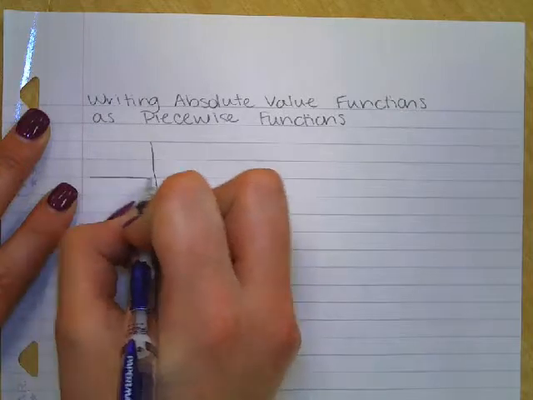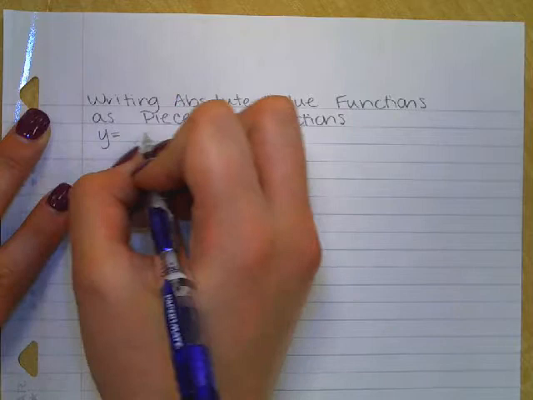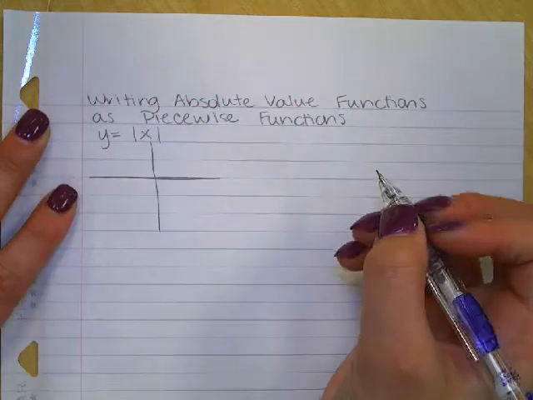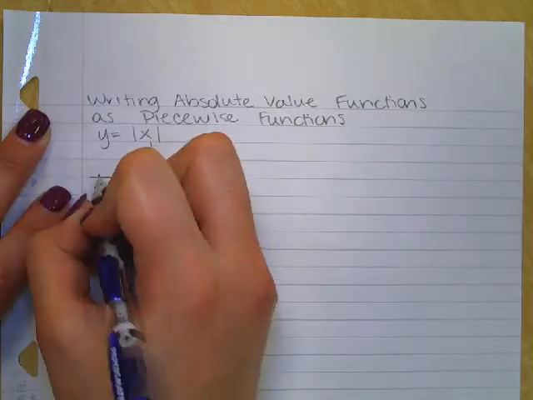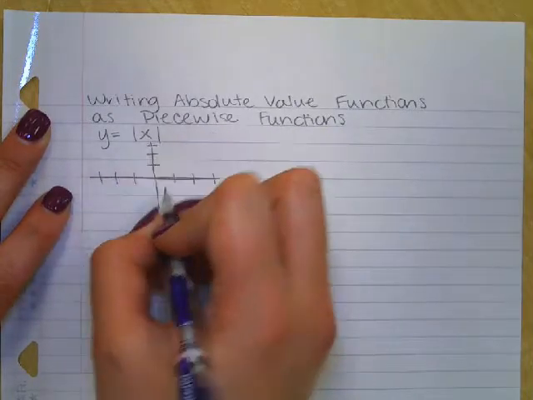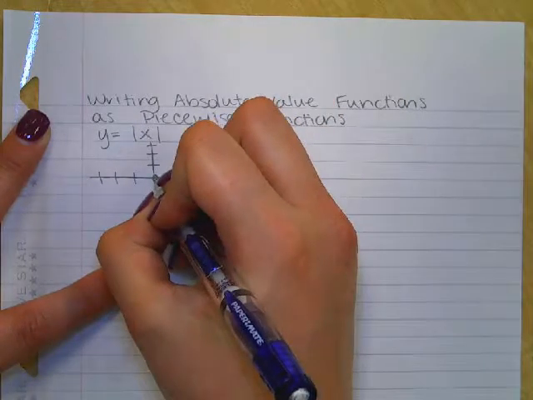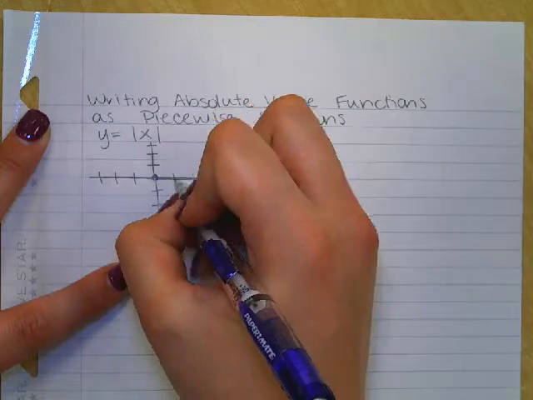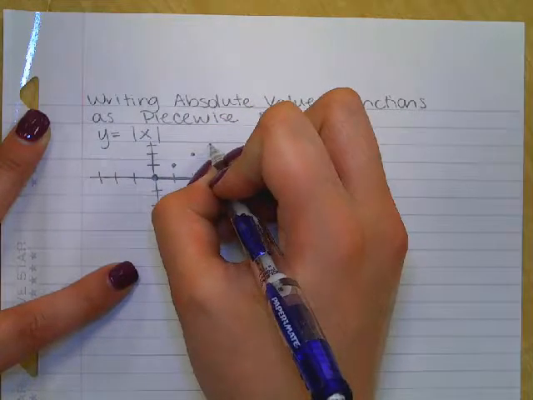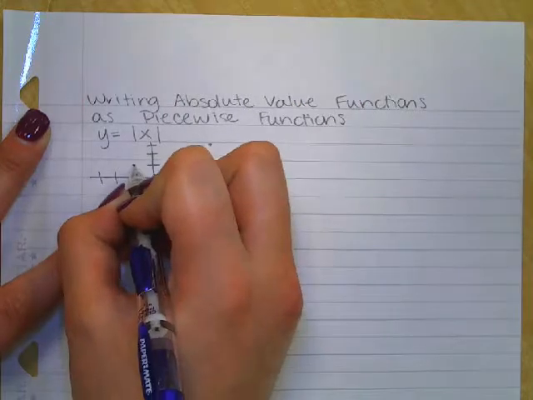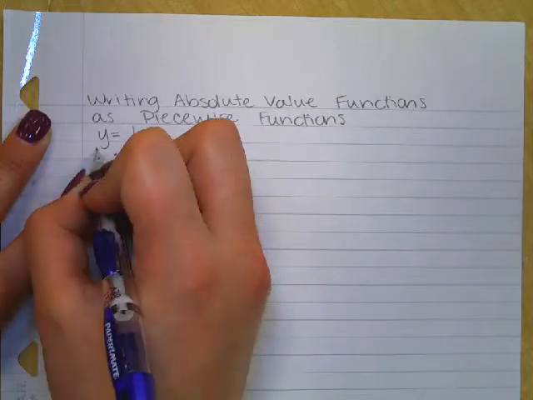So we're going to go ahead and draw just a typical absolute value equation. We're going to say y equals the absolute value of x. And if you guys remember, that's just a perfect V-shaped graph. So it starts at 0, 0, and then it goes over 1, up 1, over 1, up 1, over 1, up 1, and over 1, up 1, over 1, up 1, over 1, up 1.